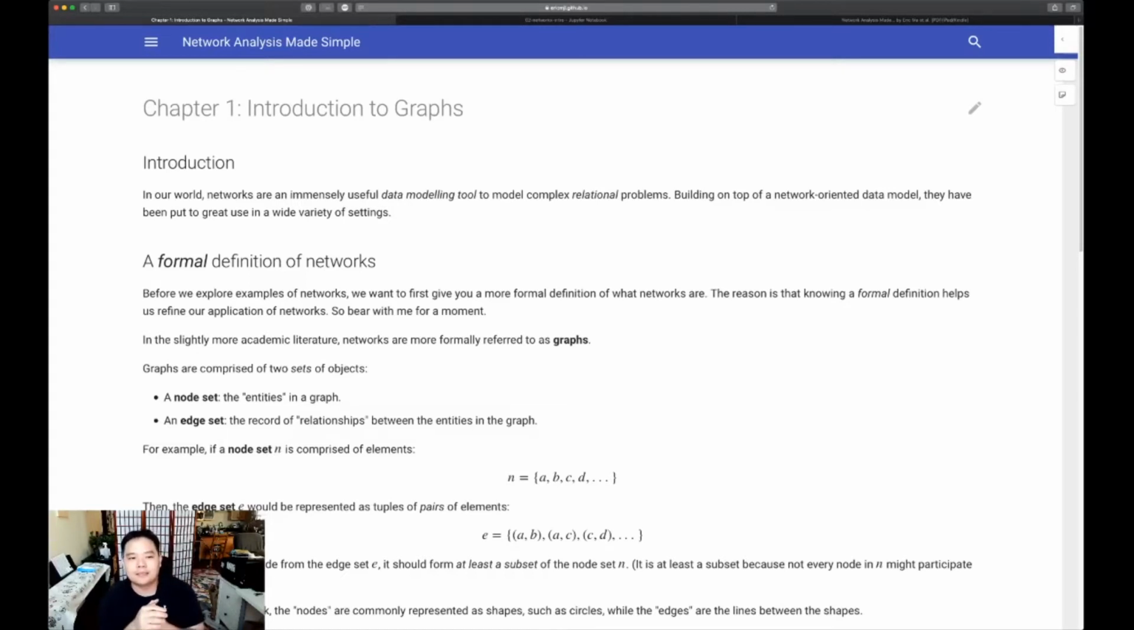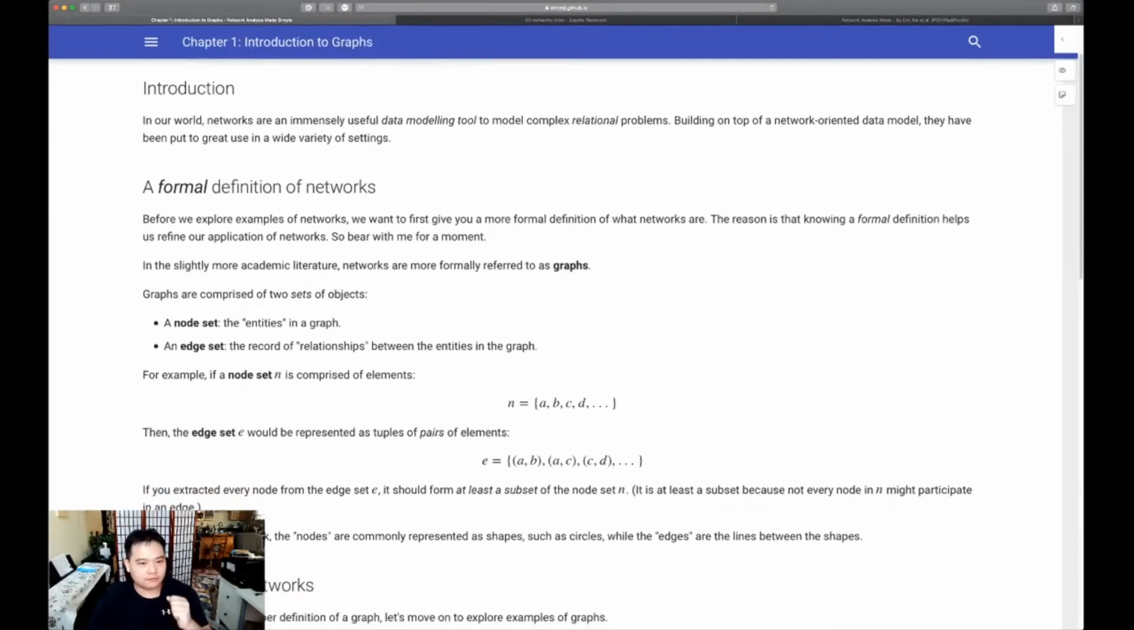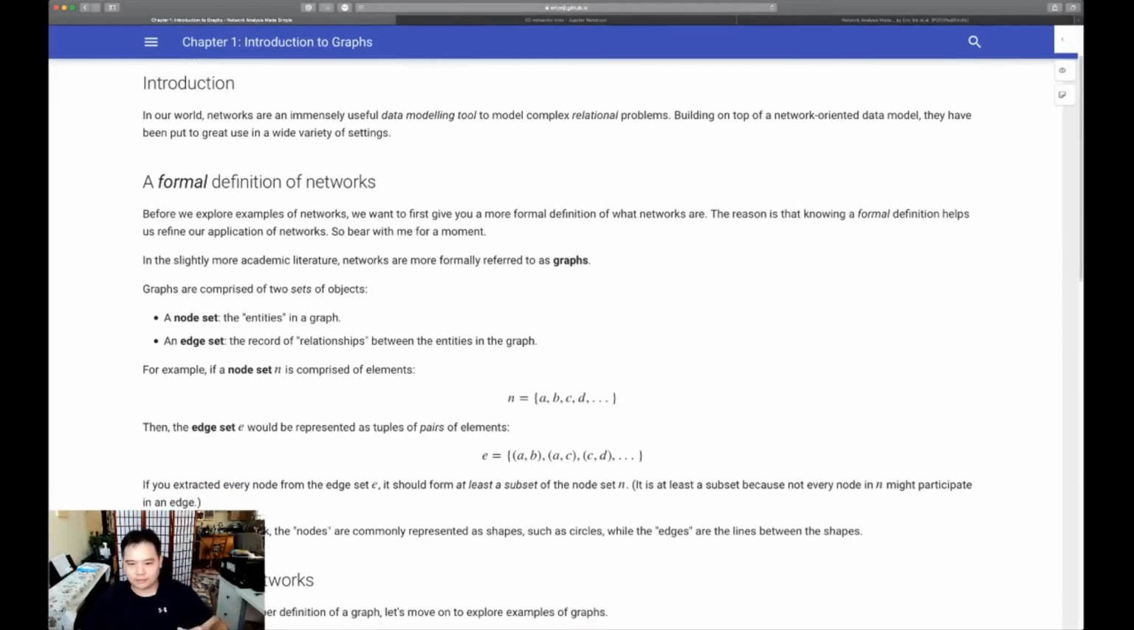All right, so let's start first with a formal definition of graphs, or networks. Networks are probably something that you're intimately familiar with. In the slightly more academic literature, networks are more formally known as graphs. So these two terms are interchangeable.